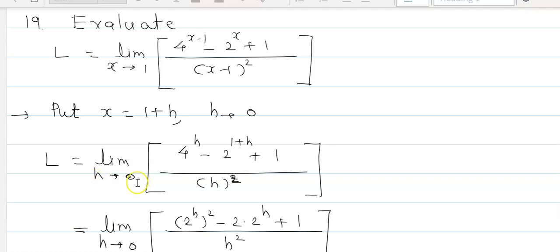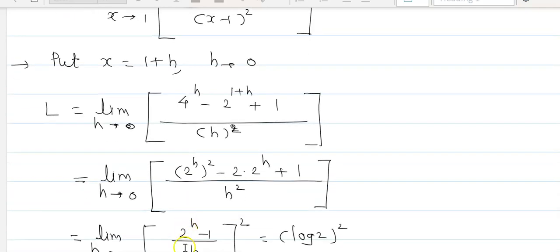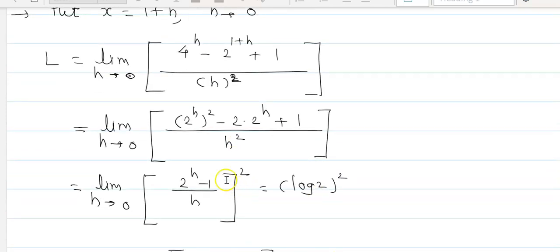Therefore, limit h tends to 0, 4 raised to h minus 2 raised to 1 plus h plus 1, upon the h whole square, since x minus 1 is h. Now 4 raised to h means what? (2 raised to h) whole square minus 2 into 2 raised to h plus 1 upon h square. Now here is a perfect square: (2 raised to h minus 1 upon h) whole square, which is (log 2) whole square.